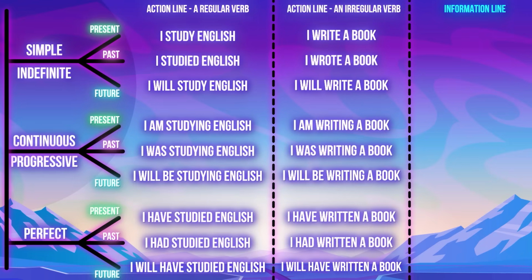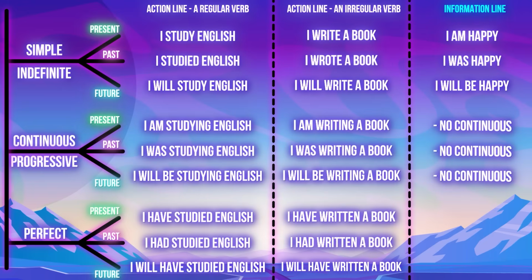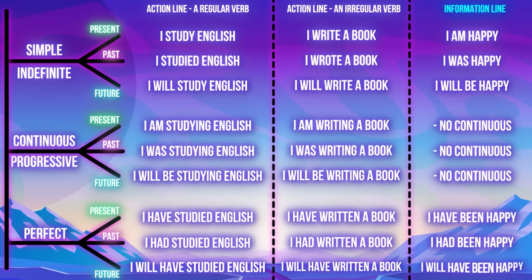Now let's do the information line. Okay, let's say I am happy. I am happy. I was happy. I will be happy. Now remember, there's no information line on the continuous tenses. So let's skip them. I have been happy. I had been happy. I will have been happy. See?